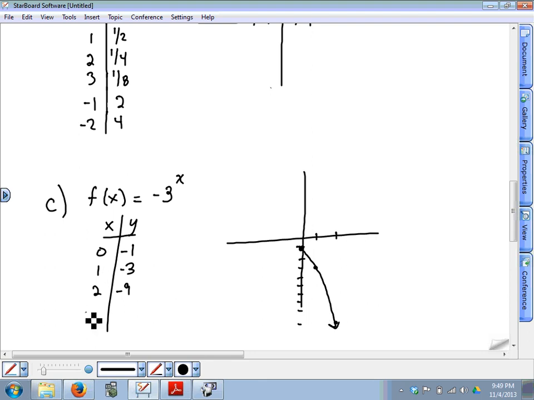If we take on negative values for x, 3 to the negative 1, this is what we have. We have negative, and then we have 3 to the negative 1. 3 to the negative 1 is just 1/3, so this is the same as negative 1/3. So when x is negative 1, we're at negative 1/3. These values are just going to get increasingly closer to the x-axis.